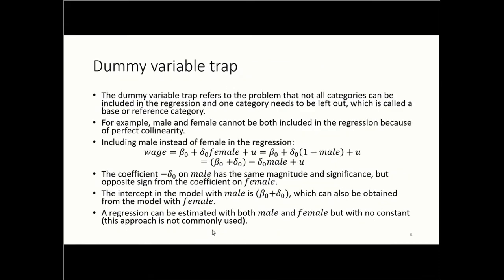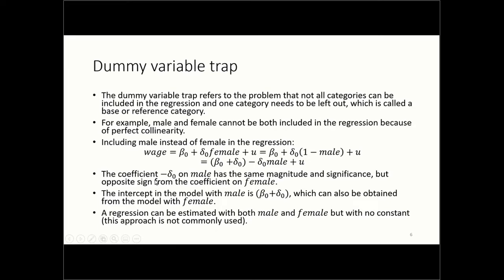Now let's talk about the dummy variable trap. That refers to the problem that not all categories can be included in the regression and one category needs to be left out, which is called the base or reference category. For example, male and female cannot both be included in the regression because of perfect collinearity. If you try to estimate this model with any computer software, it will give you an error and it would drop one of the categories.